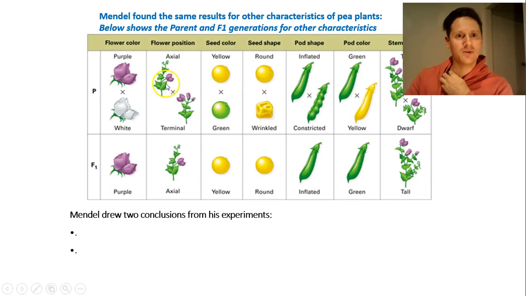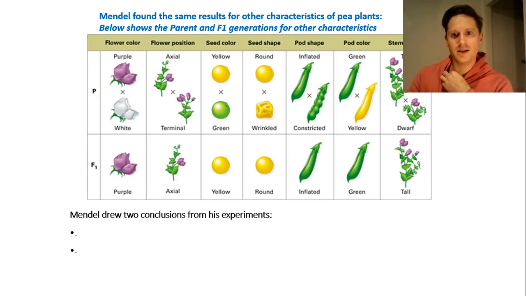So Mendel had the same results for all different characteristics of plants. He didn't just do color. He looked at color. He looked at different ways that the flowers came up. He looked at seed colors, he looked at seed shapes, he looked at types of pods, he looked at pod color, he looked at stem length. And all the time, he had the same results, 75%, 25% in the F2 generation.